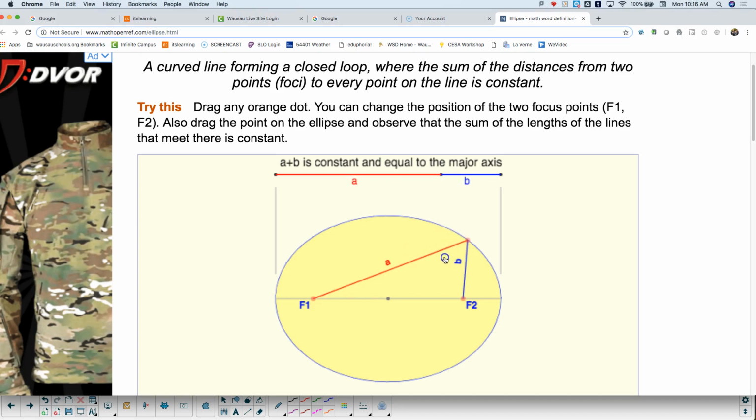Sometimes distance A is longer than distance B. Sometimes distance B is longer than distance A. But the sum of the two is always constant. That's the technical term to describe an ellipse. Okay?